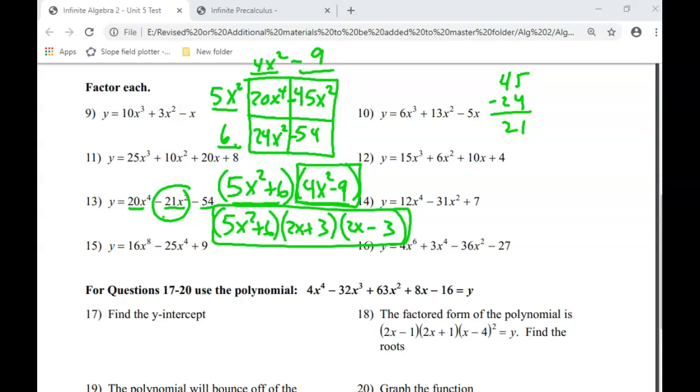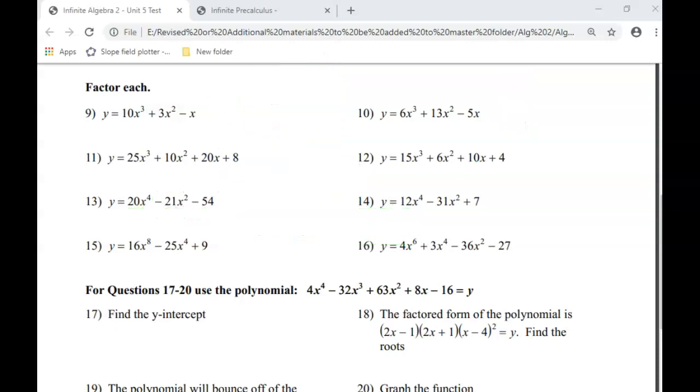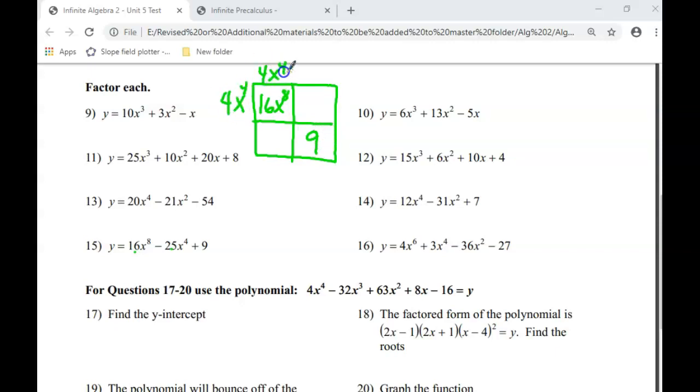Let's go ahead and take a look at the last one, number 15. I don't see any GCF there. And it's 3 terms, so that's a box problem again. 16x^8, and 9. So this is probably going to be 4x^4 and 4x^4. And let's try 3 and 3. This will be 12x^4 and 12x^4. And we need it to make 25.